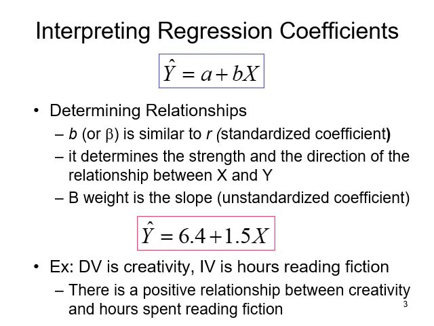So an example, if our DV is creativity, IV is hours of reading fiction, there is a positive relationship between creativity and hours of reading fiction. We could calculate someone's score, their creativity, based on the number of hours they read science fiction. So in this case, we find out that the actual B weight is 1.5. In other words, for every hour spent reading science fiction, you actually get an increase in creativity. And if you don't read any fiction, in other words, an x of 0, your start point on creativity is 6.4. So if I read, for example, 10 hours of fiction, 10 times 1.5 would be 15. 15 plus the constant of 6.4 would be 21.4. That would be my predicted score on my DV of creativity. That would be y hat.